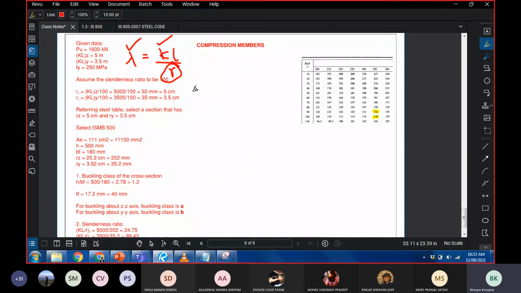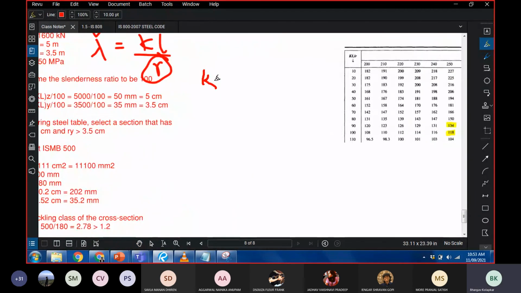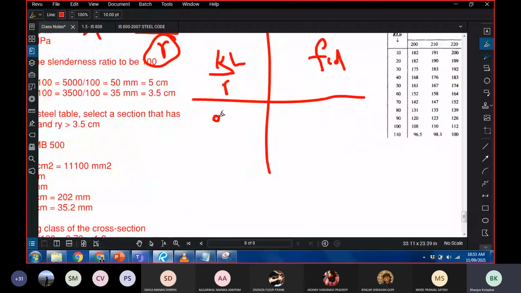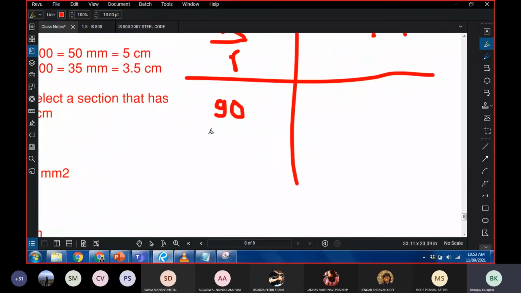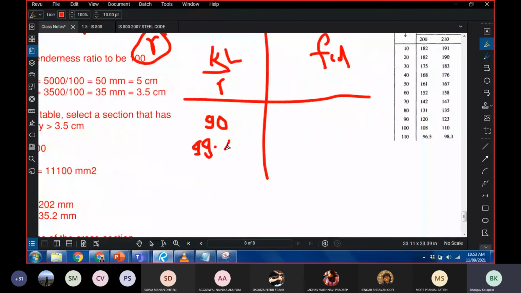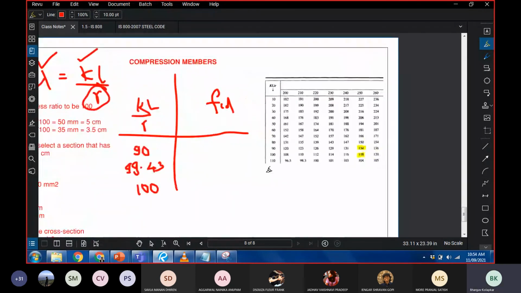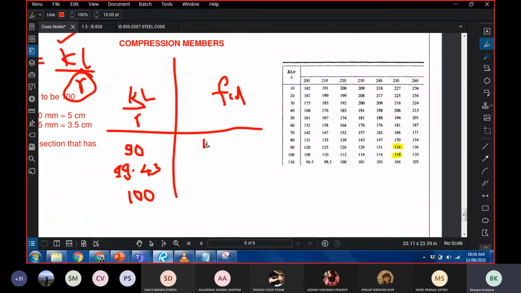Okay, so what do we have? For KL upon r, FCD. For a KL upon r value of 90, and our value is 99.43, and then 100. So for 90, the value is 134. For 100, the value is 118. Can someone approximately tell me what is going to be the value for 99.43 without doing any calculation?